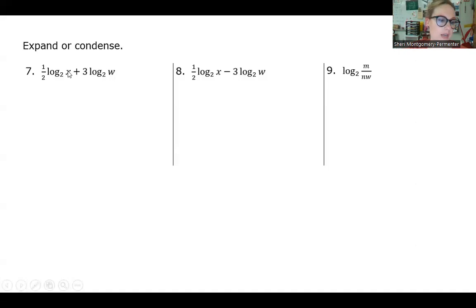The next question, we are expanding or condensing. So this is what I meant by anytime we see the 1/2, anything written out in front, it's going to be rewritten as an exponent. But what is an exponent of 1/2? Square root. So this will be the square root. This one will be an exponent of 3. So our first step is to rewrite. So I got log of 2 square root of x. Alex, please pay attention, bro. You're about to take a quiz.